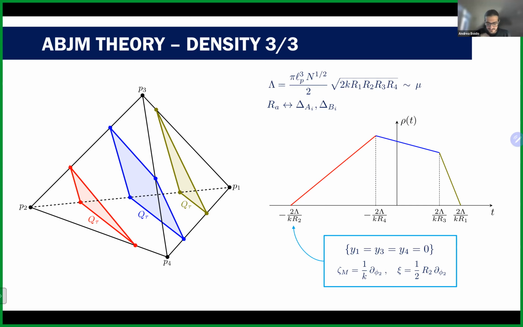But anyway, essentially, if you compute the perimeter of this Q tau, you find that at the beginning it's 0, then it keeps increasing in this red part up to the point when it becomes a quadrilateral, and then it changes linearly again, and this is the blue part, and then it becomes a triangle again in the last tail here. You can compute this very explicitly in terms of your R_a, and you see that there's a perfect matching with the field theory result.